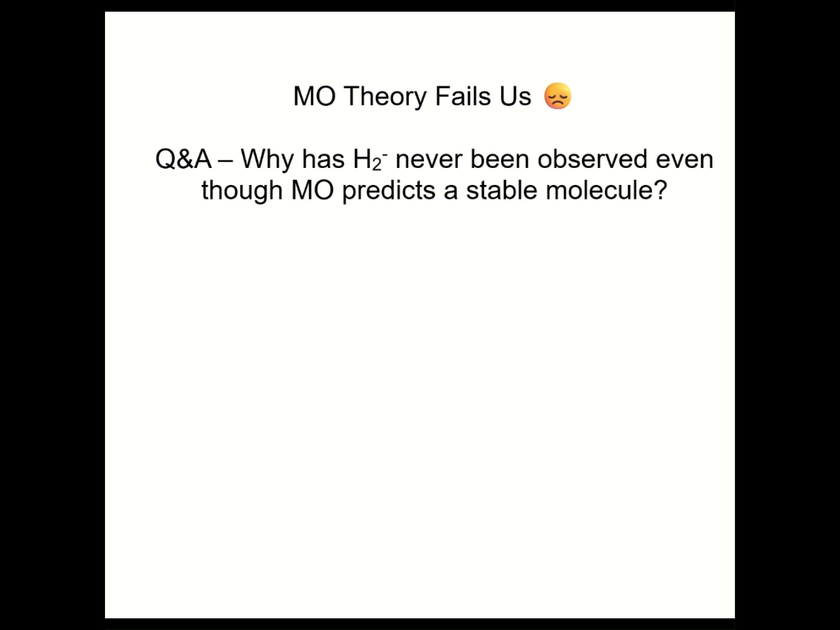Has MO theory failed us? Why has the dihydrogen anion never been observed when molecular orbital theory predicts a stable molecule?